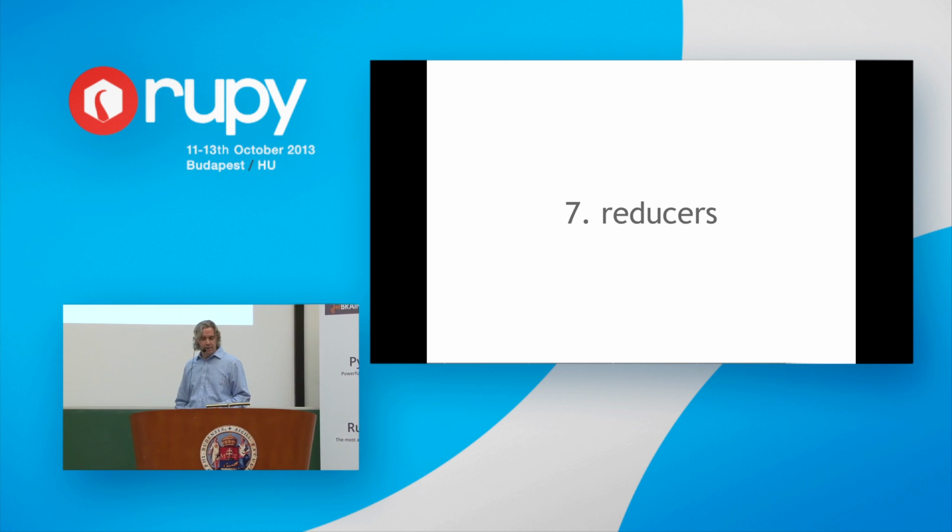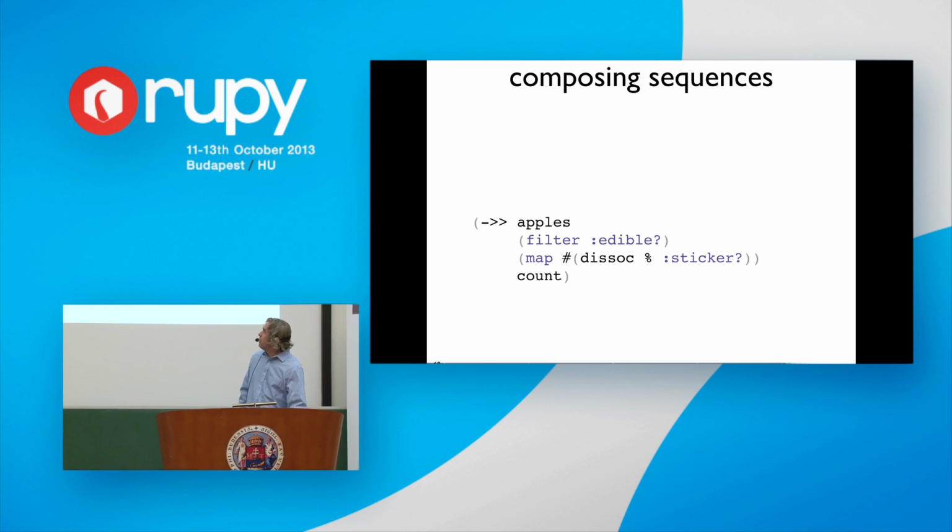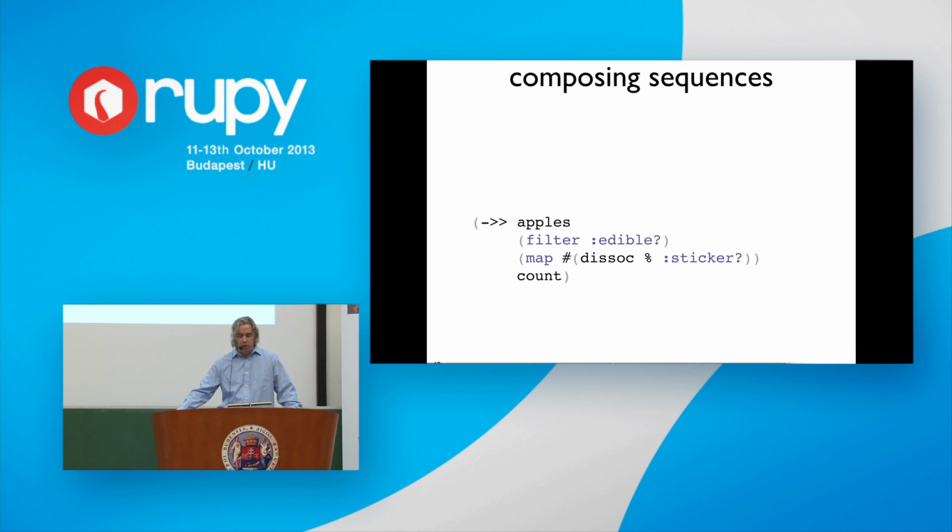And you can do that just by composing sequences. So this is what that would look like in Clojure code. Take the apples, filter on the edible ones, and then map dissociating off the sticker. So filter the ones that I want to keep, and then rip the stickers off the others. And then I'm not going to actually make a pie here. I'm just going to count them up just to verify that I did the work.